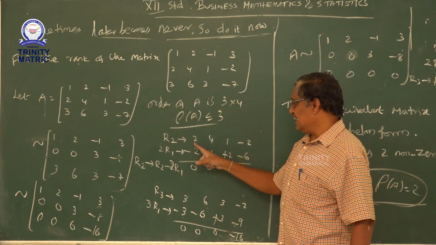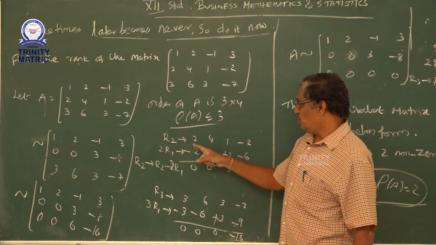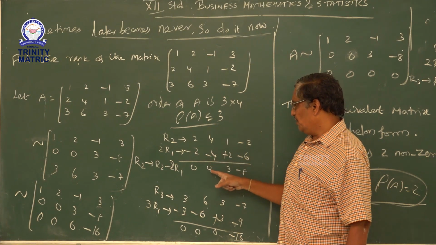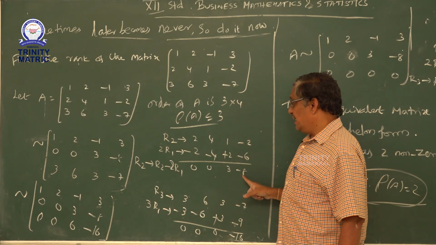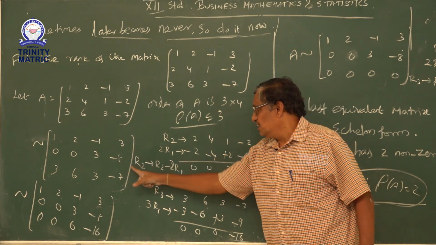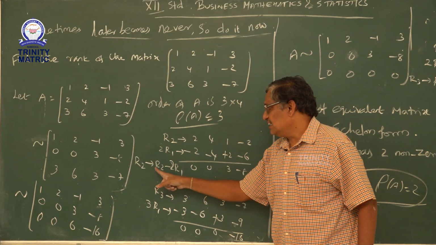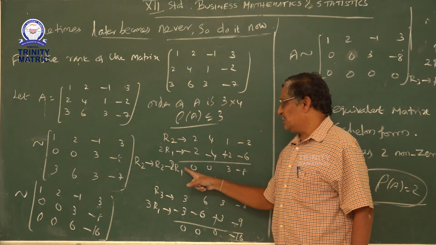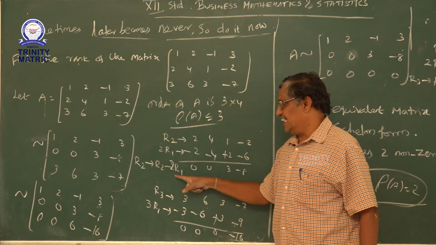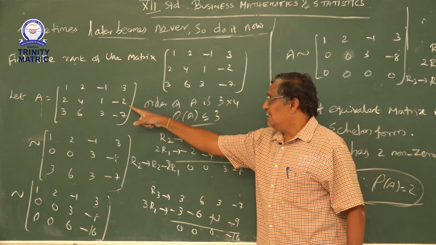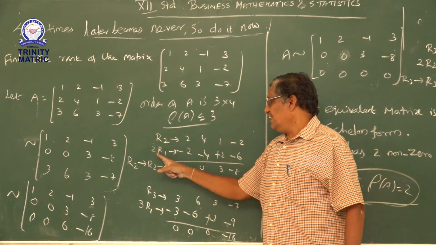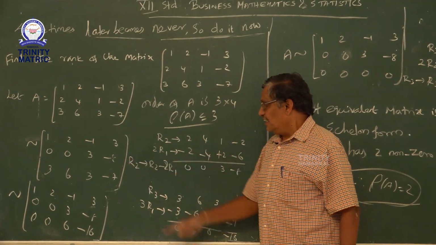When we are subtracting, the sign will be changed. So, 2 minus 2 is 0. 4 minus 4 is 0. 1 plus 2 is 3. Minus 2 minus 6 is minus 8. So, what I did: R2 is nothing but R2 minus 2R1. This is called an elementary operation. Multiply the first row by a scalar, keep the second row as it is, and subtract.